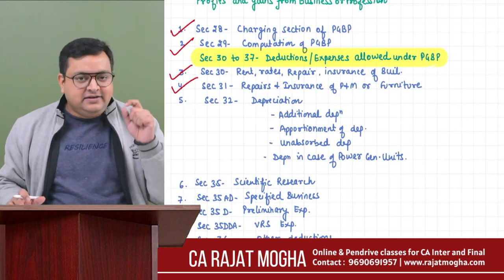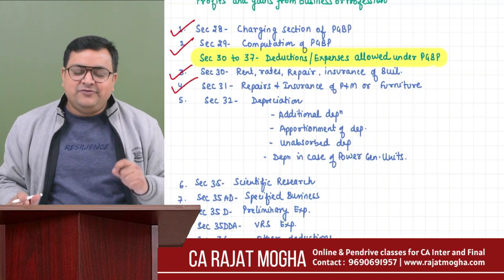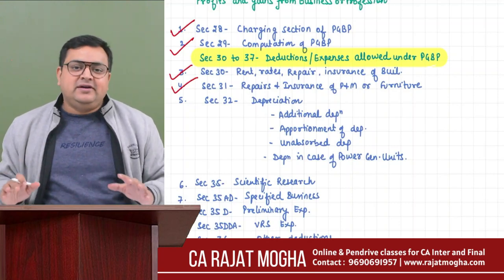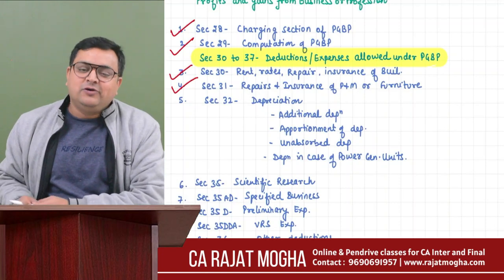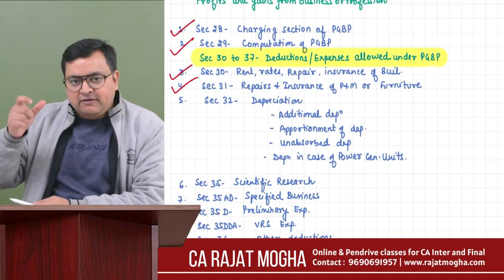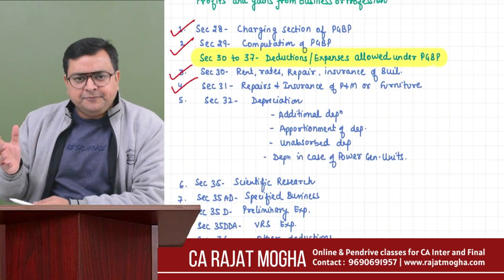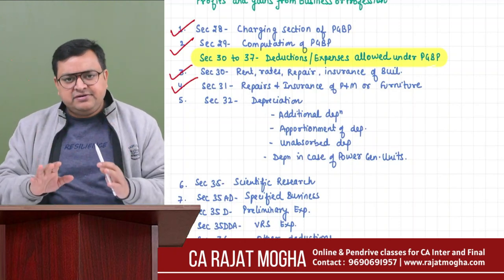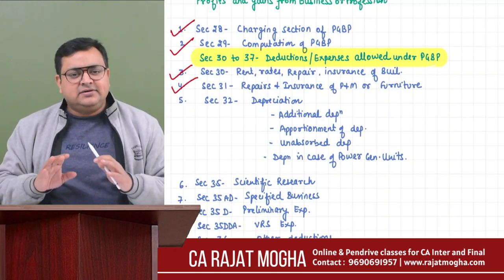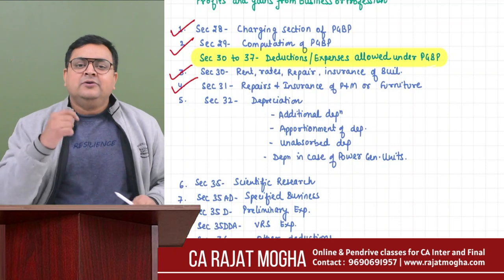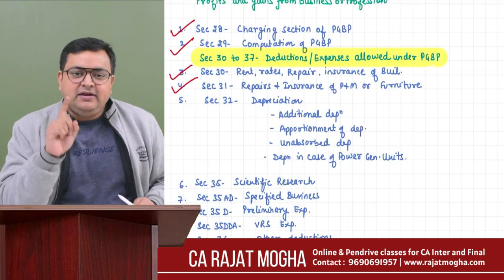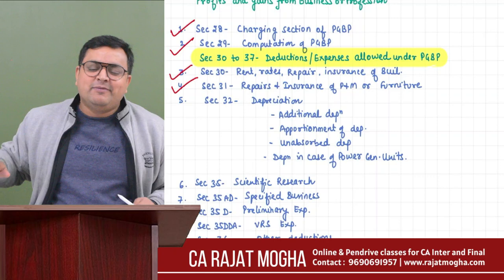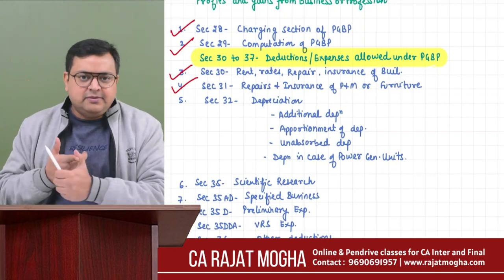The only exception is when you compute depreciation for power generating units. For them, the SLM method is allowed. Only for them, not for anyone else. And power generating units have an option; they can choose the WDV method also. I'll discuss power generating units separately. Let's first discuss Section 32 on a general basis. In income tax, we take only the WDV method. SLM is there only for power generating units.